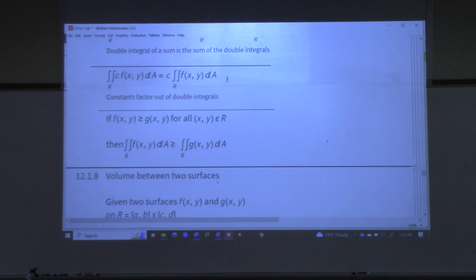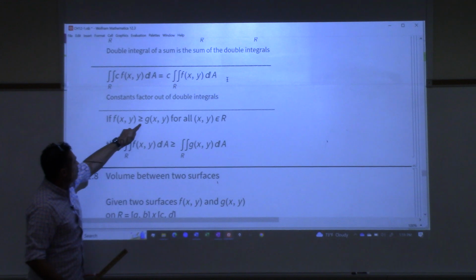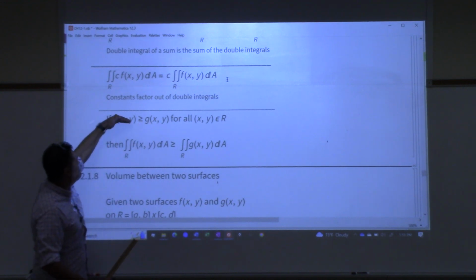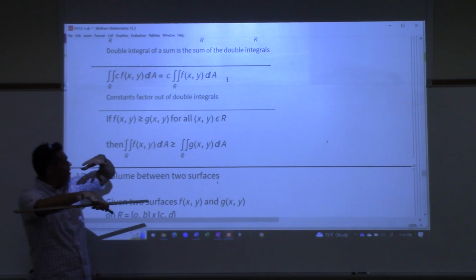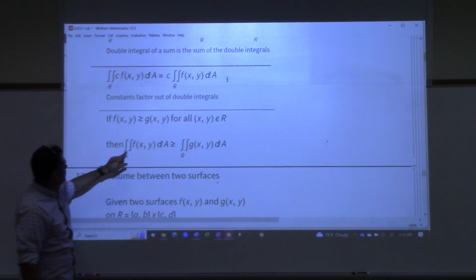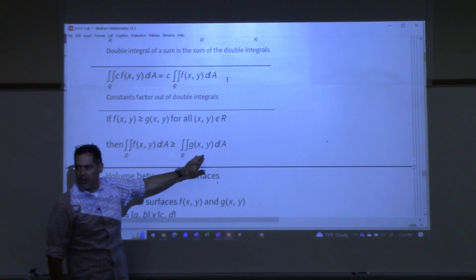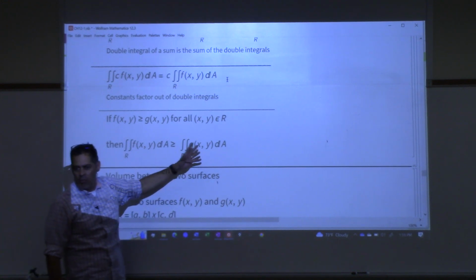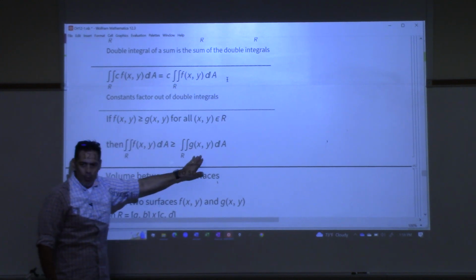Also, if you have some function of x and y that's bigger than or equal to some other function of x and y, so you've got some surface that's above or equal to some other surface, then if you do the double integral of this one, the volume of that should be bigger or equal to the volume of this, which I think makes a lot of sense, right? This one's above that one, so the volume of that one should be more than the volume of that one.